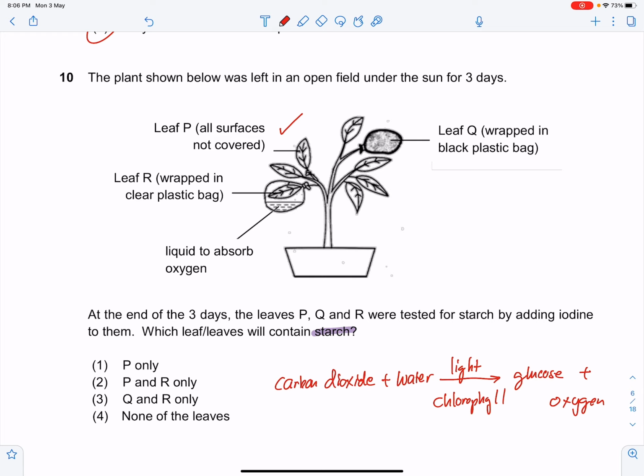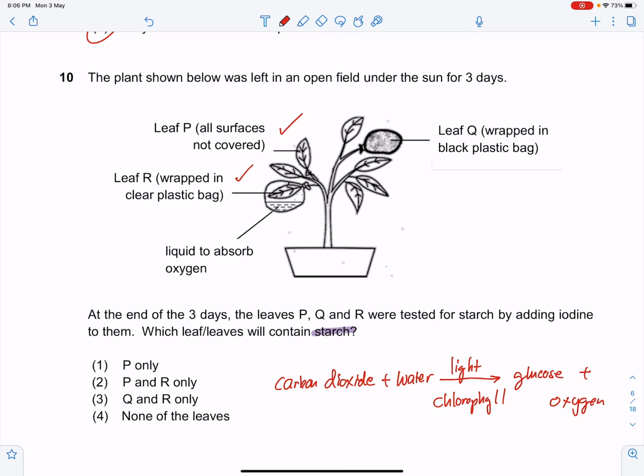And then after that, let's look at R. R is wrapped in a clear plastic bag with liquid to absorb oxygen. Now in photosynthesis, you do not need oxygen. In fact, you produce oxygen. So this liquid over here, which is going to absorb oxygen, will have no effect on photosynthesis. Photosynthesis can still take place because it's wrapped in a clear plastic bag. Light can still enter, no issue. You have light, you have water, which comes from the roots, and you have carbon dioxide. So yes, go ahead and put a tick there.